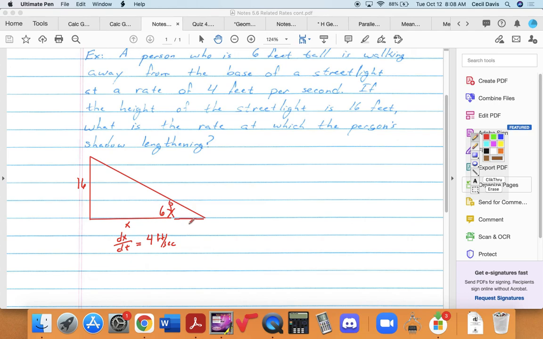Okay. I'm going to call this S. You do have to be careful with S's that they don't look like 5s. Okay? So we want to know, what is ds dt?